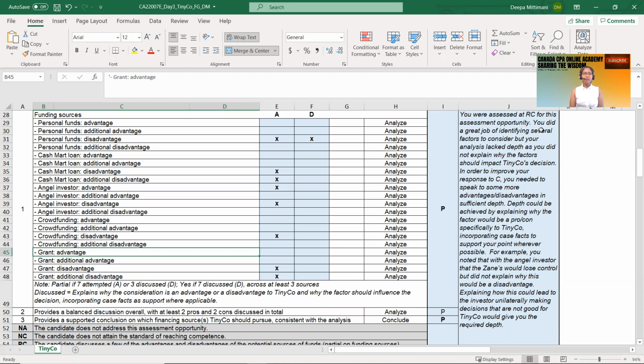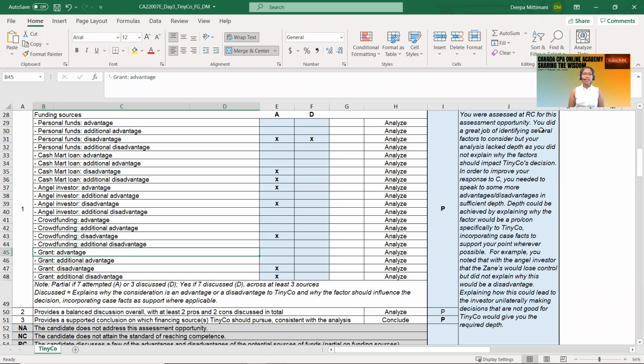So last week I posted a video about how to debrief your cases and how to identify the gaps and how to make notes so that in future you can improve your score from RC to C. So today I'm going to walk you through one specific AO and what is the process and how to follow it. So that would help you to understand what exactly I mean when we say how to debrief.